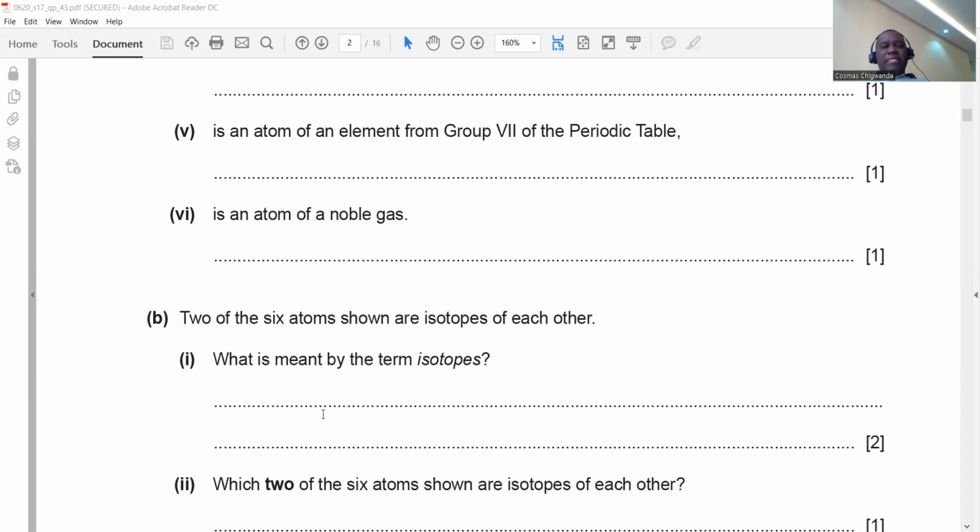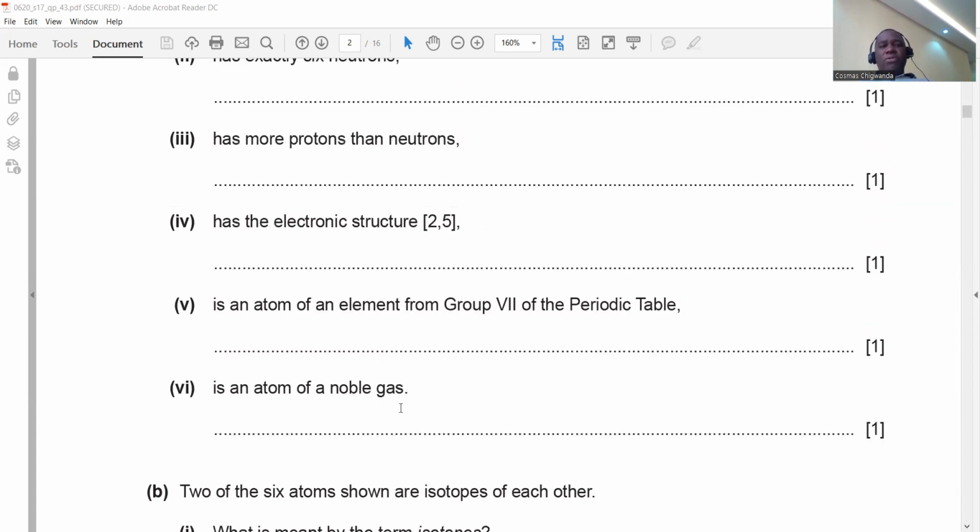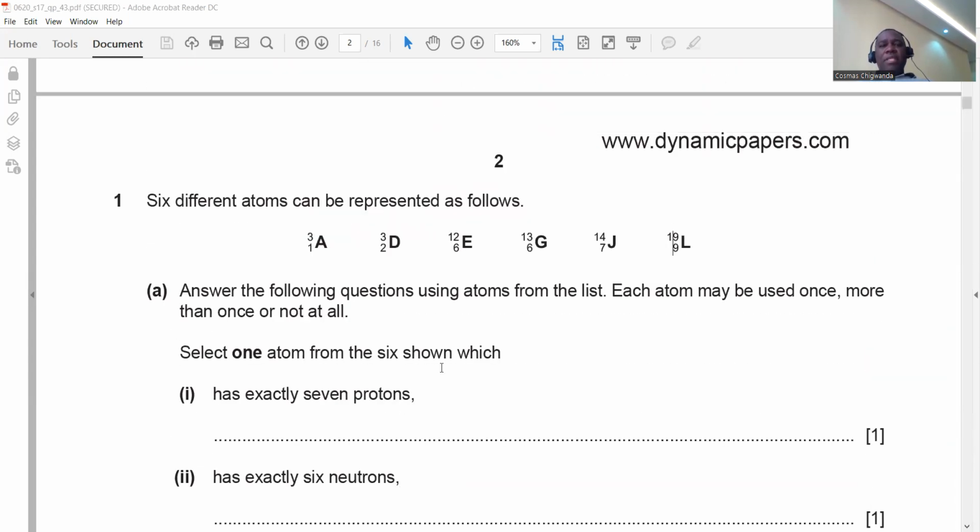Right, we want to define the term isotope. Okay, what is an isotope? Before we answer this question, we can also analyze what's happening up here. Isotopes, right? Basically, isotopes must have the same proton number, the same atomic number.